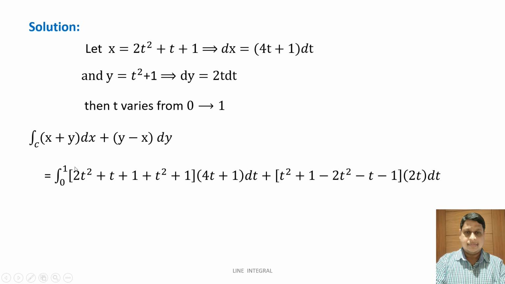0 to 1 of (x plus y), x is 2t square plus t plus 1, y is equal to t square plus 1, dx is (4t plus 1) dt, plus (y minus x), y is t square plus 1, minus x, you multiply the minus sign to this term: minus 2t square minus t minus 1, into dt, dy is 2t into dt.